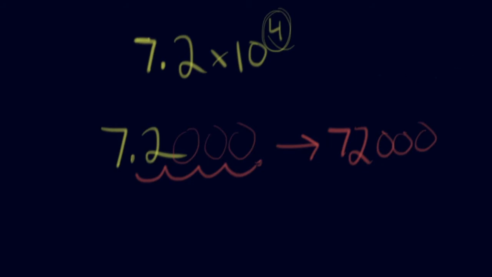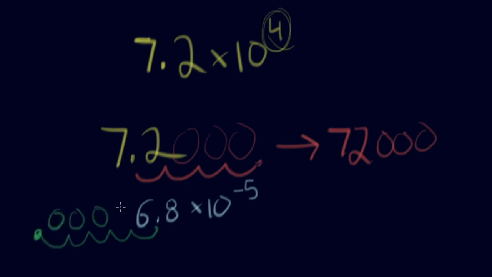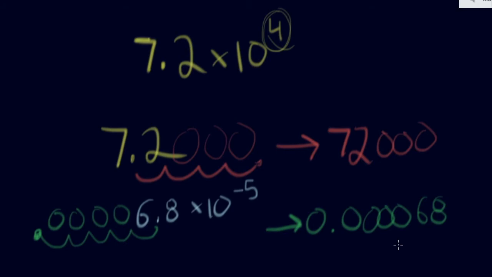And the opposite is also true. Let's say I had 6.8 times 10 to the negative 5. I'd have to go and move my decimal 5 places to the left. It's going to be a small number. 1, 2, 3, 4, 5. And there's my decimal. Fill these in with zeros. And that would give me the amazing number of 0.000068. So that's transferring from scientific notation to standard. So hopefully you have some ideas of how that is working.